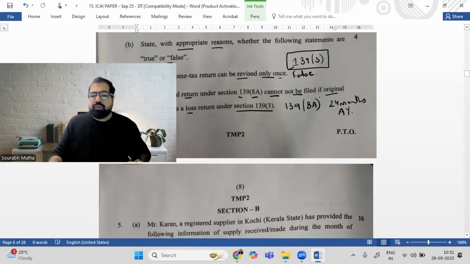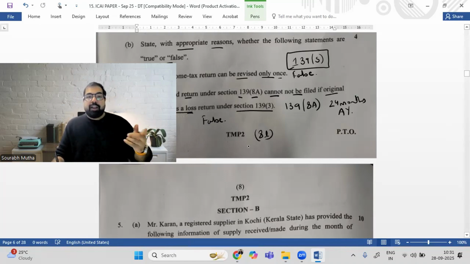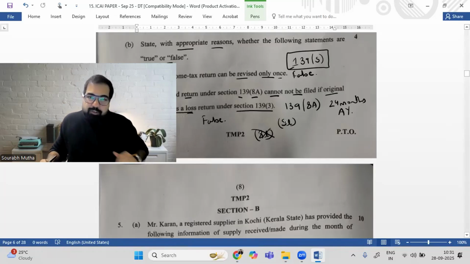What they have written is the original return is a loss return. Still, can you update the return? Yes, you can still update the return. So here also it is false. Yes, you can, as long as the loss is not increased, if the loss is reducing. Example, if my loss in the original return is 8 lakh, then the government will have to set off 8 lakh for me. But now if I'm saying I have only 5 lakh of loss, then the government will have to set off less. This is in the benefit of the government. So hence you can file an updated return.